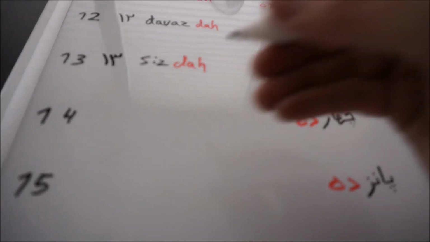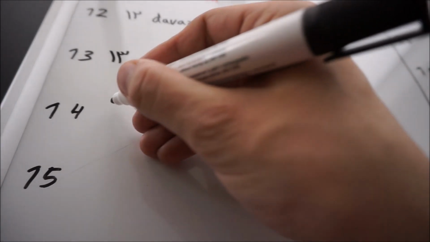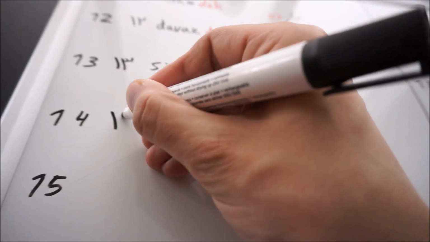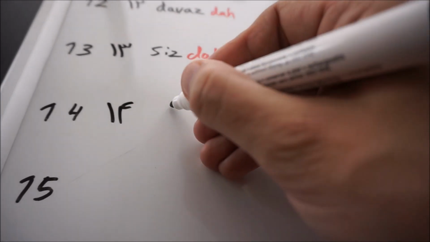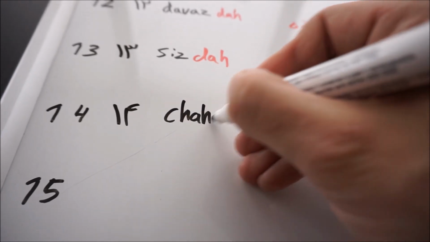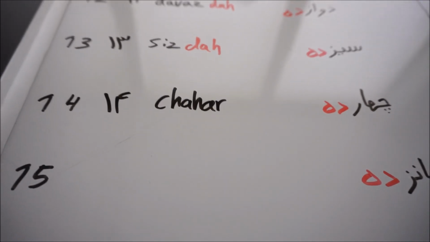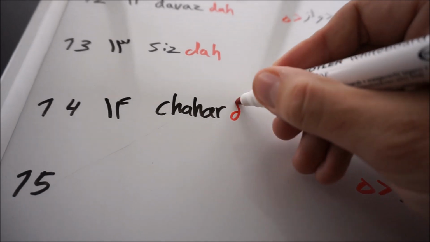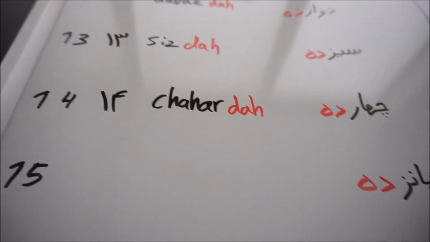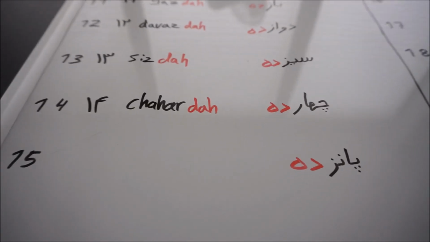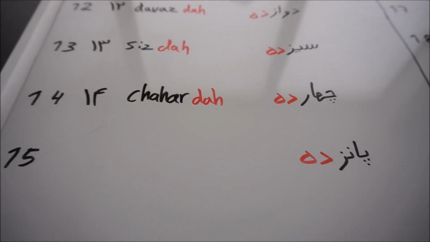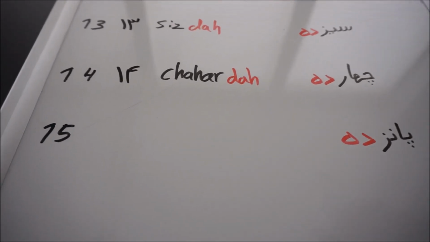Number 14 is still the same. This is not transformed, so it's still chahar, which was number 4. First the simple form here looks like this, and chahar da. And this is the only number where the original number is not transformed. So let's take one more before we do a quick repeat of what we learned so far.